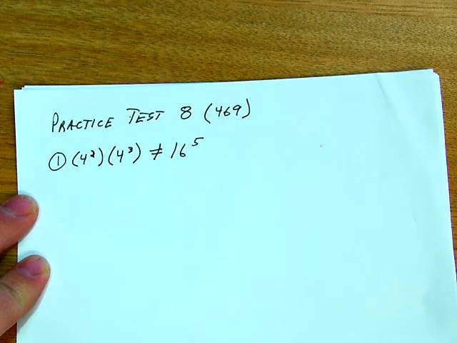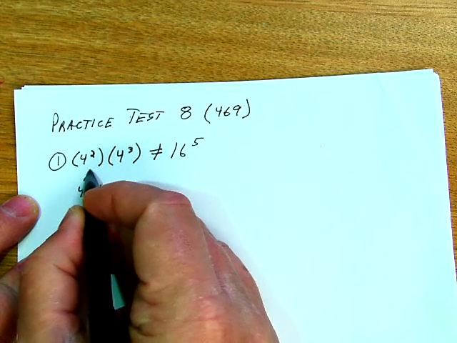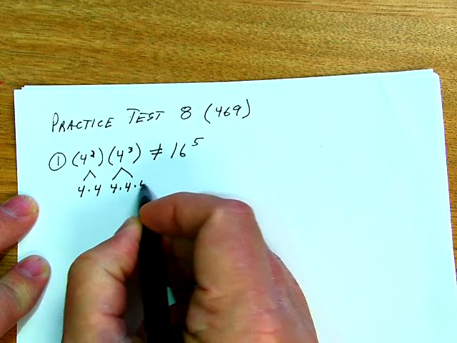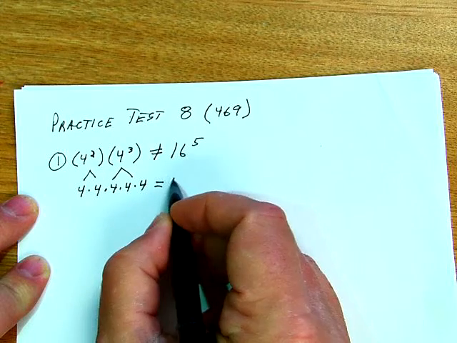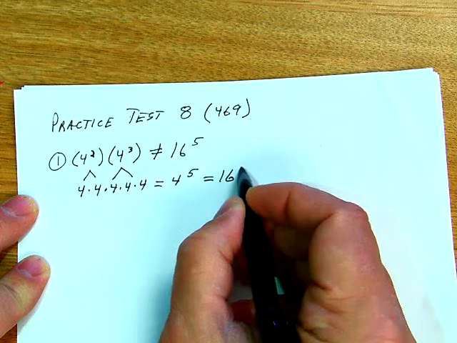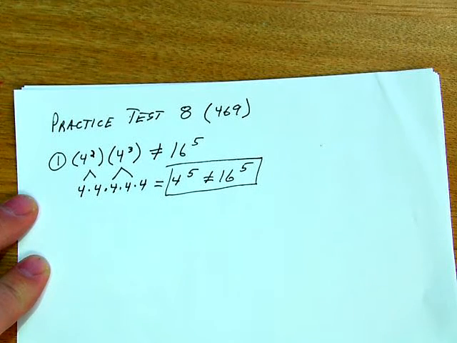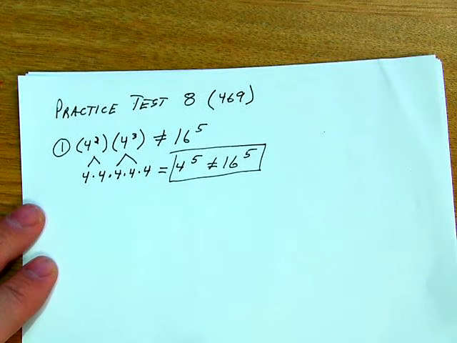Okay, well, let's explode it out. 4 squared is 4 times 4, right? And 4 cubed is 4 times 4 times 4. And that equals 1, 2, 3, 4, 5, 4 to the 5th. And 4 to the 5th is not equal to 16 to the 5th. So that is an explanation. If you follow the logic of multiplying the squares and the cubed of 4 times each other, you see that it's 4 to the 5th, not 16 to the 5th.